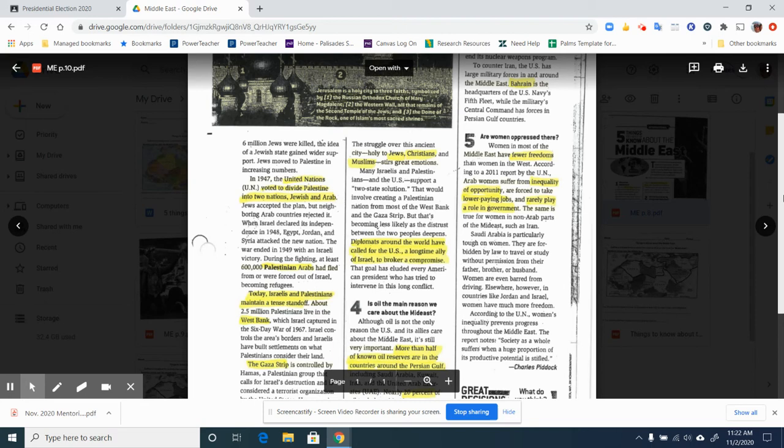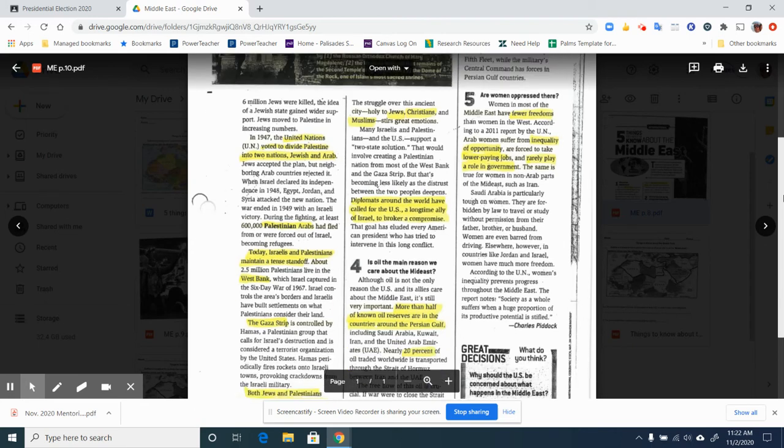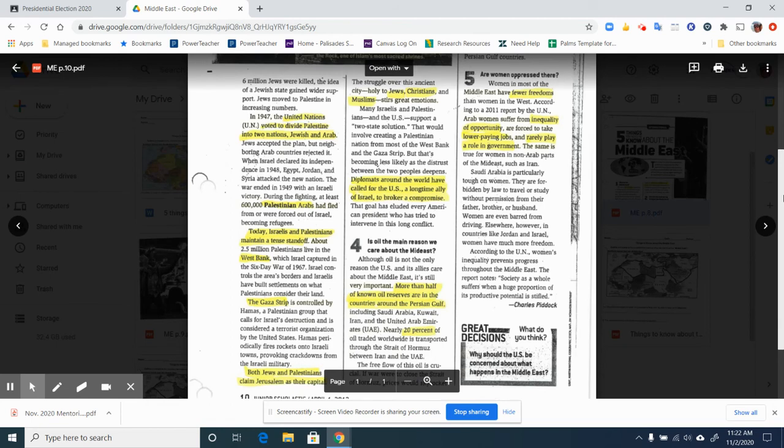About 2.5 million Palestinians live in the West Bank, which Israel captured in the Six Day War of 1967. Israel controls the area's borders, and Israelis have built settlements on what Palestinians considered their land. The Gaza Strip is controlled by Hamas, a Palestinian group that calls for Israel's destruction and is considered a terrorist organization by the United States. Hamas periodically fires rockets onto Israeli towns, provoking crackdowns from the Israeli military.